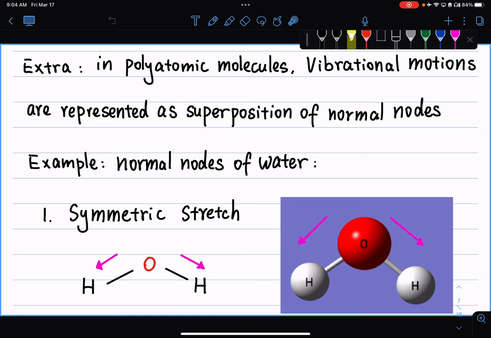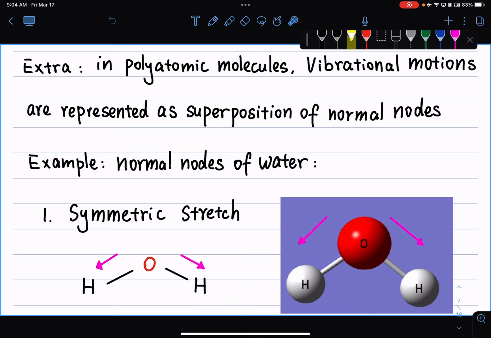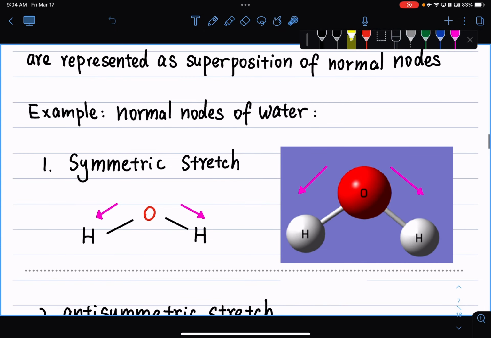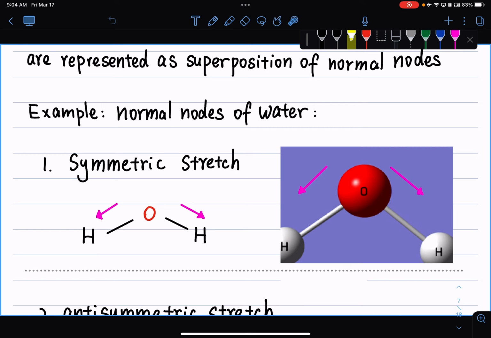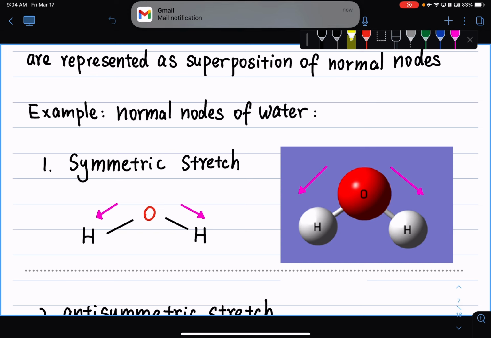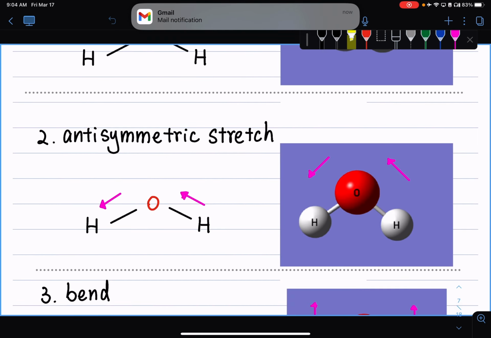So if we use water as an example, it looks very simple. We only have 3 atoms. We have 3 different types of normal modes that can actually overlay together. So for example, I'm showing here a symmetric stretch, meaning your hydrogens are symmetrically stretching at the same time. These animations are actually calculated using quantum mechanical methods. So that's a symmetric stretch. You can also have an anti-symmetric stretch.